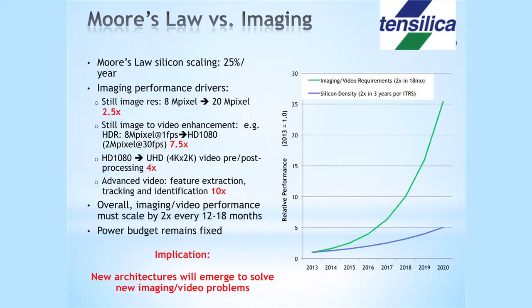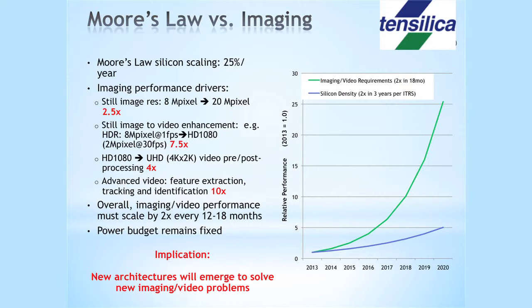In fact, one of the ways of looking at how hard the problem is to compare the rate of growth of raw silicon capability versus the kinds of demands that you actually see transforming imaging. So, we have our old friend Moore's Law, which these days, according to the ITRS roadmap, means that we're getting density improvements at a rate of about 25% per year.